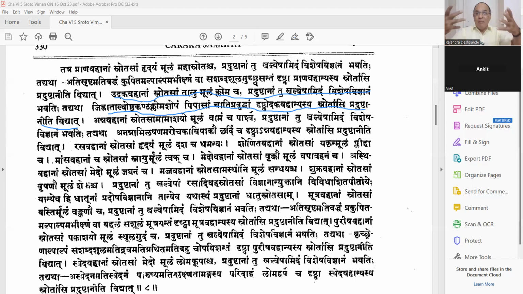Pipasam cha atipravruddham. Pipasa means I am having a lot of thirst. Pipasa is thirst, excessive thirst. You will be thirsty because you know that I want water to balance the homeostasis of my Udakvahasrotas. So this is the next Udakvahasrotas.